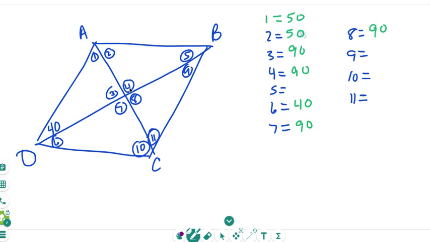Okay? If we know that the diagonals bisect opposite angles, if angle 1 is 50, angle 2 is 50. If I have a 50 and a 90, then that's going to make angle 5 a 40. If angle 5 is a 40 and the diagonals bisected that angle, then that makes angle 9 a 40. If angle 9 is a 40 and angle 8 is a 90, then that means angle 11 is a 50. And if the diagonals bisected that angle, then that means angle 10 is a 50. And now you know how to work with the rhombus.